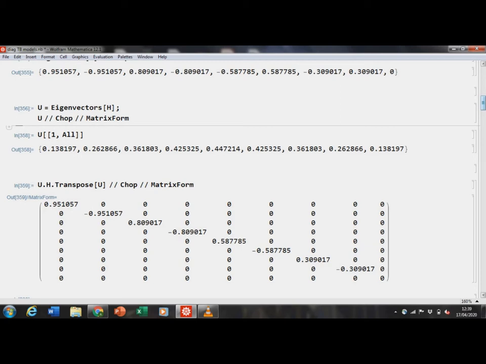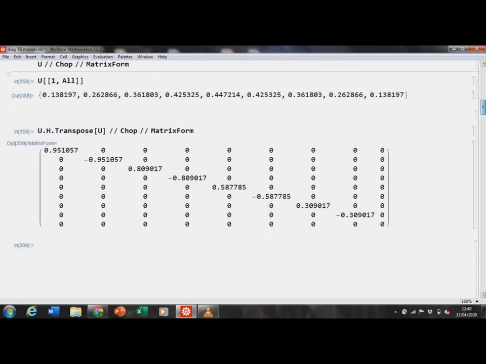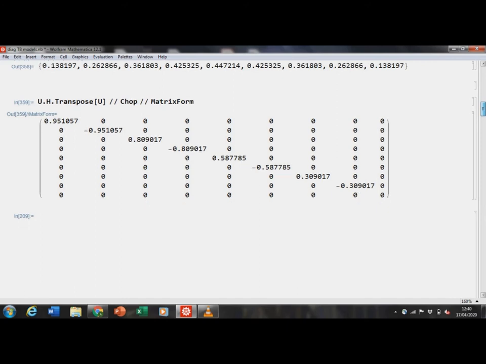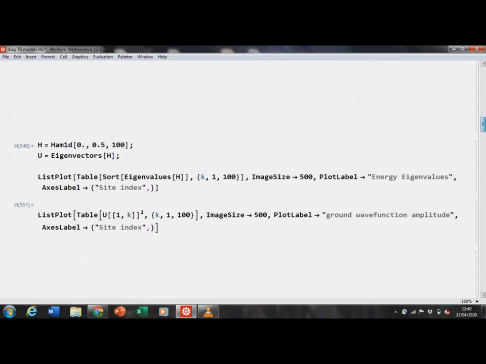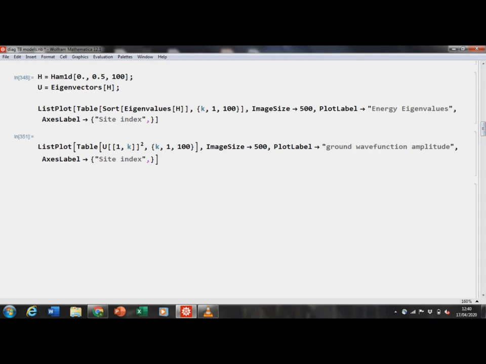We have a diagonal matrix, and the diagonal elements are the energies of the system. And the elements of the matrix U are the eigenstates. They're the wave functions, if you like. Okay, let's expand this to a much bigger system.